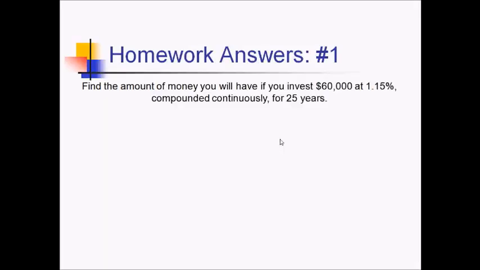For number 1, we're investing $60,000 at 1.15% compounded continuously for 25 years. How much will that get us? Because it's continuous compounding, we will use the PERT formula, P times e to the RT. Our P, principal, is the 60,000 we're starting with. For the R, that's going to be 0.0115, and 25 will be our T value. So we just have to plug it in the calculator now.